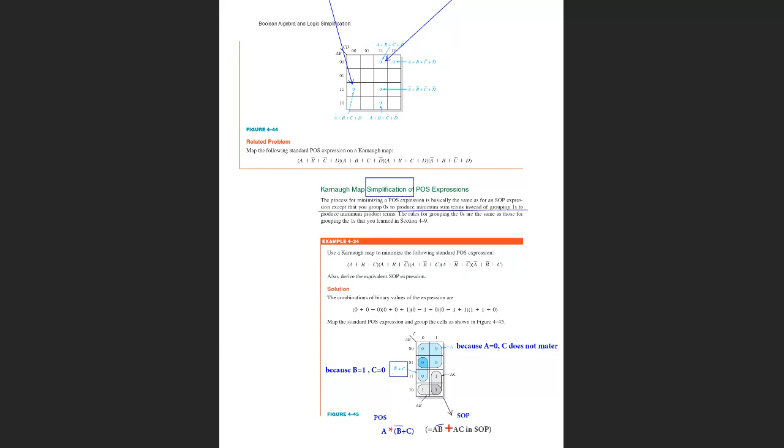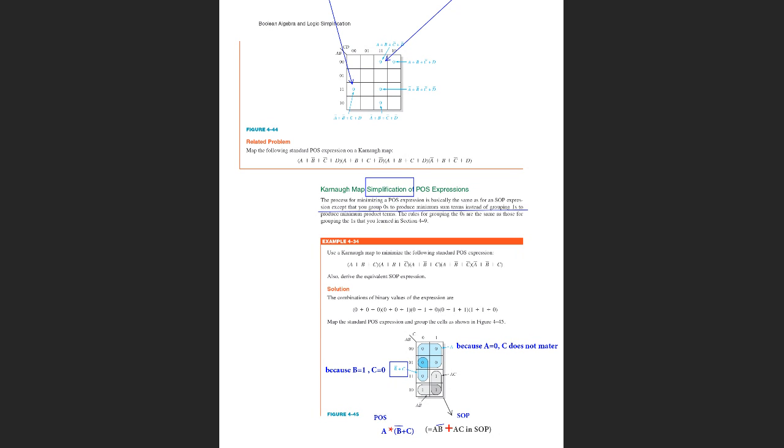When we look at the 2 rows, in both rows, A is 0, okay? B is changing from 0 to 1, C is changing from 0 to 1, and because this change does not change the value of the sum, we can ignore B and C. So when you have a group of 4, 2 power 2 is 4, we eliminate 2 variables. In this case, we eliminate B and C. So only A remains here.